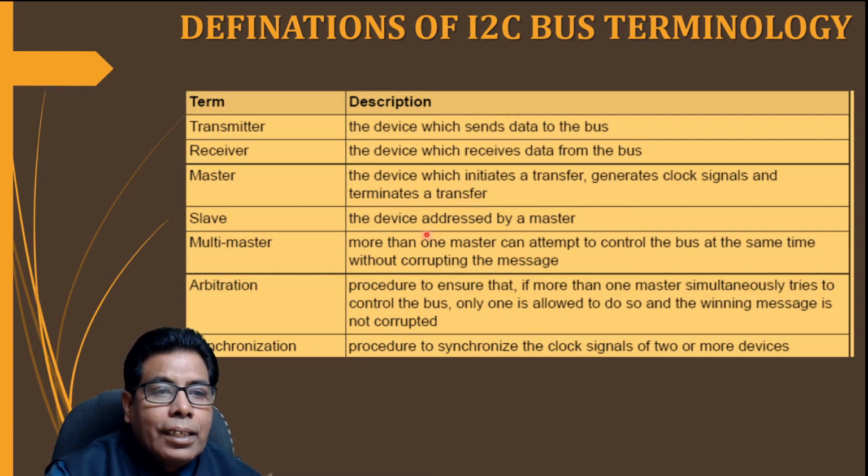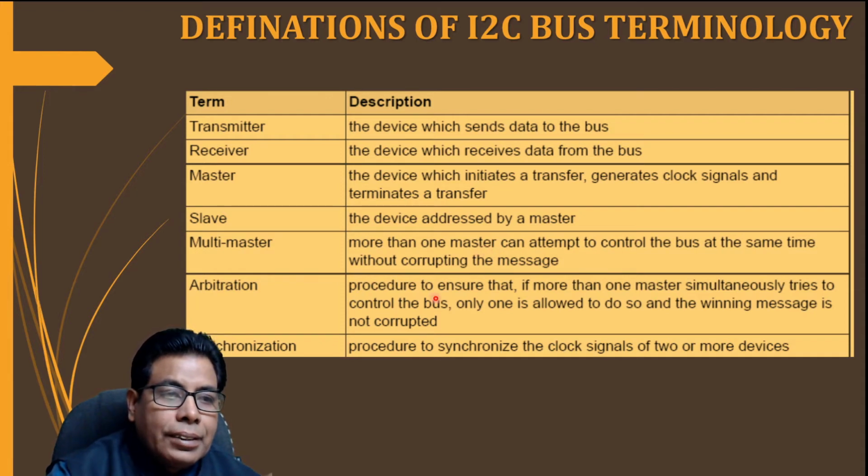And similarly slave. Slave is a device addressed by the master. Whatever address the device has, according to that address, the master will recognize the slave. Then multi-master. When we have more than one master in the whole system, they can attempt to control the bus at the same time without corrupting the message. So the I2C bus allows us the multi-master mode.